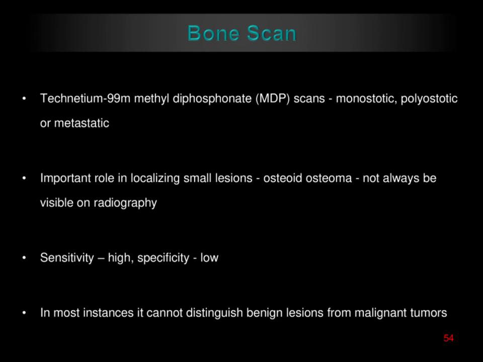It also has an important role in localizing small lesions. So very typically in identifying osteoid osteoma, especially in the axial skeleton, which is not always visible on radiography because of the very small size of this particular condition. So that's where bone scan can be useful. It has a very high sensitivity, however, its specificity is very low. So it can detect very small lesions, but it really doesn't tell us what it is detecting. So in most instances, it cannot distinguish a benign lesion from a malignant tumor.